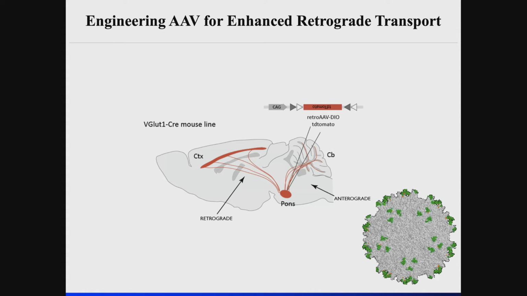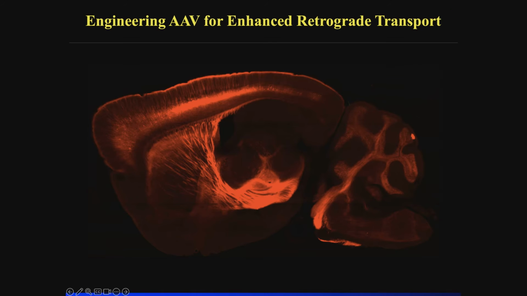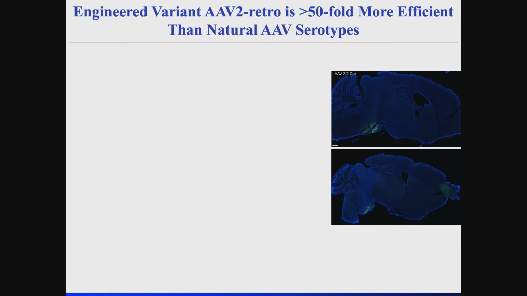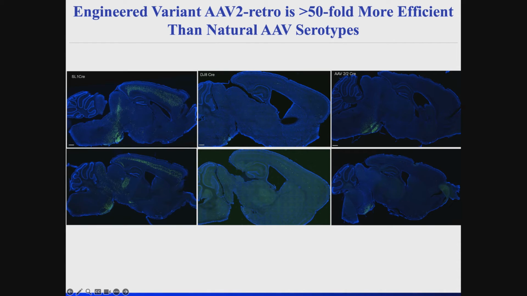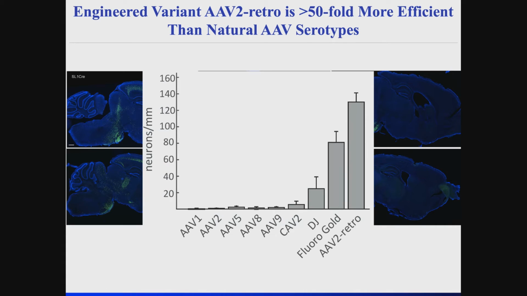We loaded this virus with cDNA encoding tdTomato, injected into the pons, and you can see it lights up the entire cortex. We wanted to quantify this more effectively, and so we used a situation in which GFP was nuclearly localized, so we could quantify the number of cells that took it up. You can see that AAV2 barely hits the cortex. You can't really see any green cells at all within the cortex after injection into the pons. Another version of AAV, which is an engineered one, shows a mild speckling, but our variant engineered for retrograde transport, AAV2-retro, is actually 50-fold more efficient than any natural version of AAV that we tested.